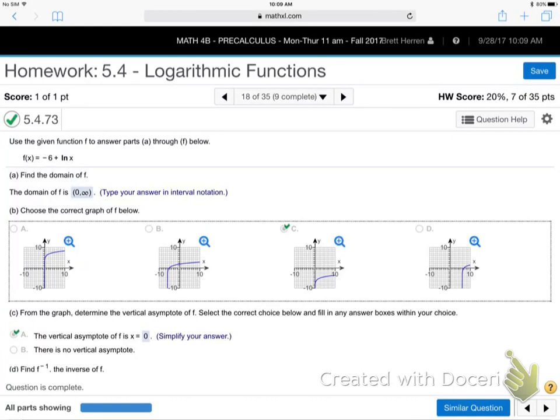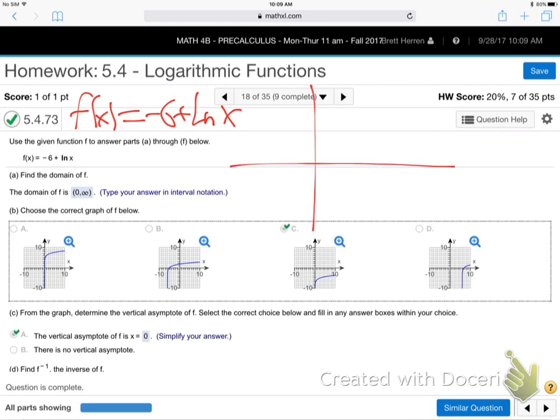So, all right, the original function, f of x equals minus 6 plus natural log x. They want me to graph it first off. Can you graph that one? Let me give you a second. I want to just whip them out, but I want you to be engaged with me, so let me give you a second.